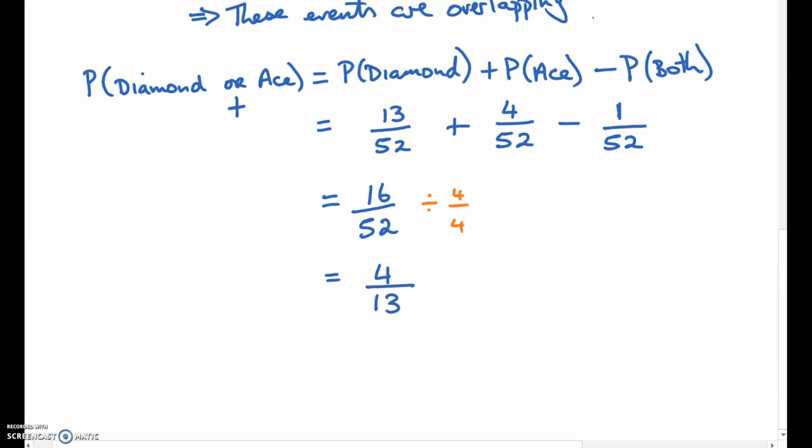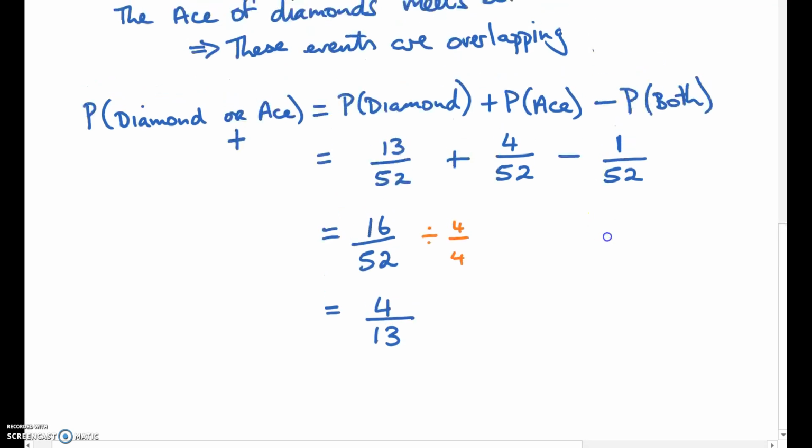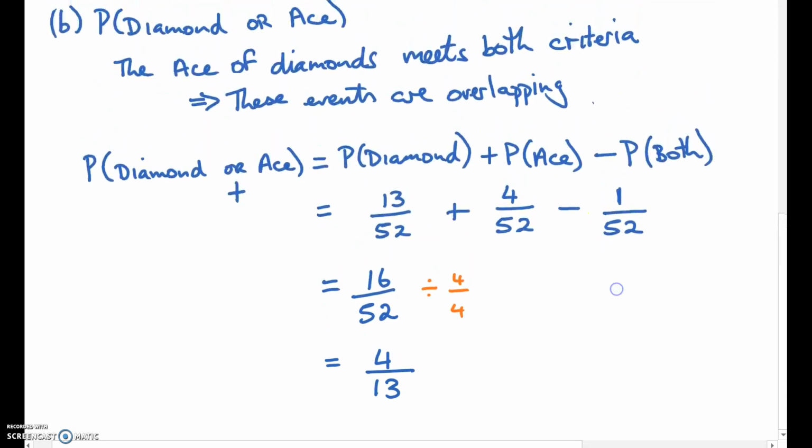Hopefully this makes sense. It can be a little bit tricky to think about the both, but it just comes from spending a little bit more time thinking the problem through and thinking of all the different possible outcomes. And remember, the numbers and the fractions are the numbers of outcomes that are possible.